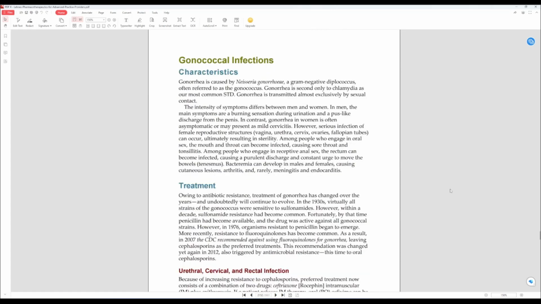Which brings us now to the gonococcal infections. Their characteristics. Gonorrhea is caused by Neisseria gonorrhoeae, a gram-negative diplococcus, often referred to as the gonococcus. Gonorrhea is second only to chlamydia as our most common STD, or STI. Gonorrhea is transmitted almost exclusively by sexual contact.